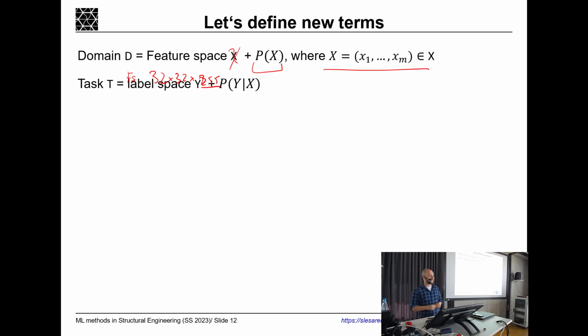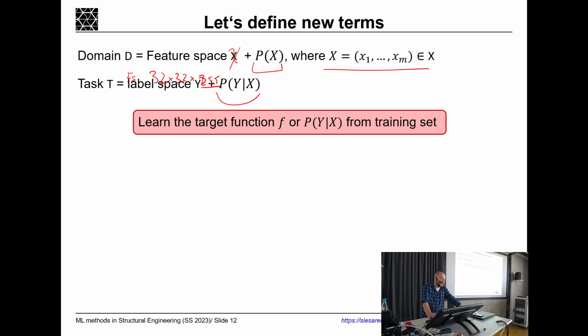There is also another term, task. A task is a combination of the label space, and you can easily imagine what the label space is, the set of different labels: cat, dog, crack, hole, whatever. And also the conditional distribution that we try to learn during machine learning. We'll skip the details since you are not very familiar with the statistics here. During training, we learn the target function, or this distribution, from the training set.